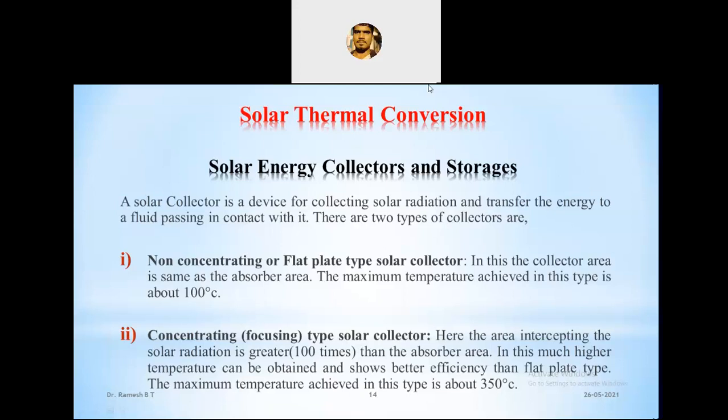In the case of the first one, the non-concentrating type, we can achieve a maximum of 100 degrees centigrade, because it is a flat plate. But in the concentrating type, we can easily achieve 350 degrees centigrade. So the efficiency is always better, and we can also achieve higher temperatures when compared to the non-concentrating type.